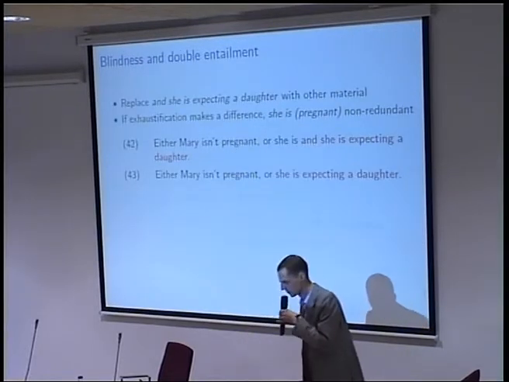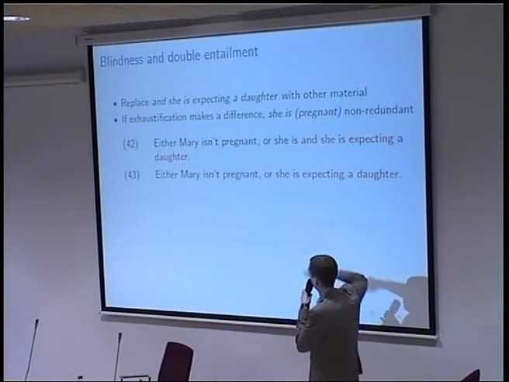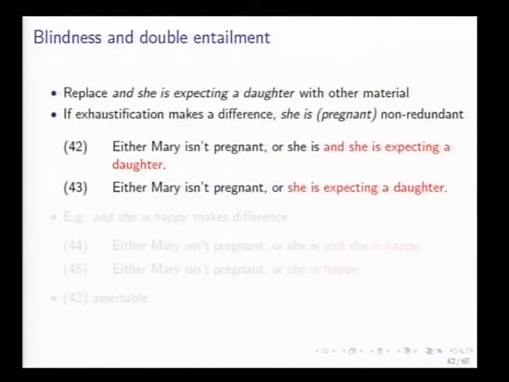So what does this do? We want to make 42 assertable, right? So either Mary isn't pregnant or she is, and she's expecting a daughter. And 43, that's the competitor: either Mary isn't pregnant or she's expecting a daughter. Now, intuitively, what you do is you replace the material that's following the potentially redundant material "she is", and this is "and she's expecting a daughter", in both 42 and 43, with some material that could potentially make a difference for exhaustification. If it does, "she is" is not redundant, and the sentence becomes assertable.